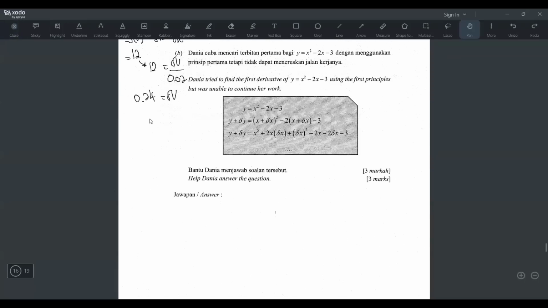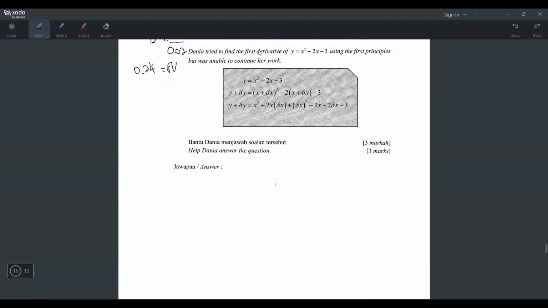Okay, done. Let's do B. Dania tried to find the first derivative of this by using the first principle, but was unable to continue her work. So you only do halfway, and then help Dania answer the question. So I just have to continue from where she got stuck. So she only did until here, right? So I'll just continue from here.